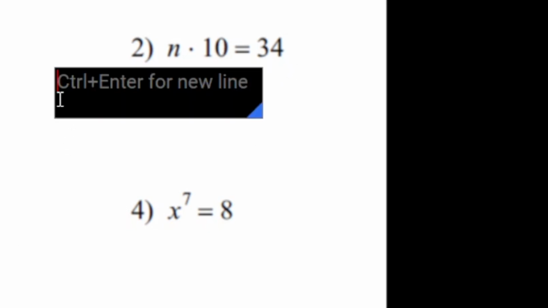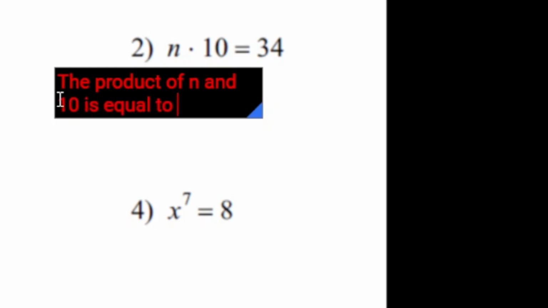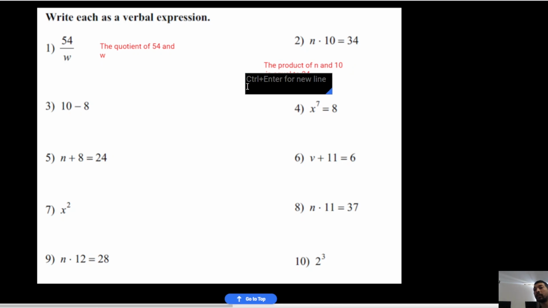So you can write this as the product of n and 10 is equal to 34. Again, we can write this in different ways as well. N times 10 is equal to 34. We can write it that way. So just know that you can write it in any way you can think of. This is a quick practice just to make sure that you can understand the reverse process as well. So this would help in solving the word problems.